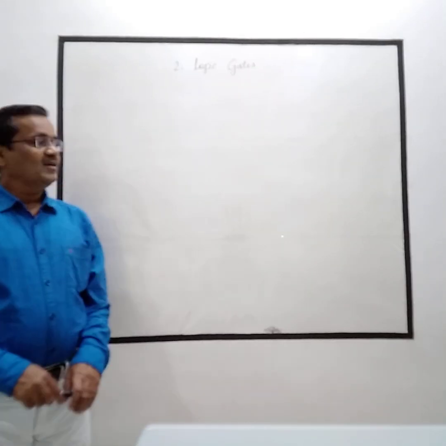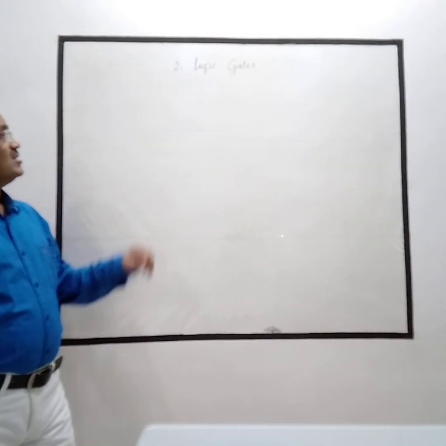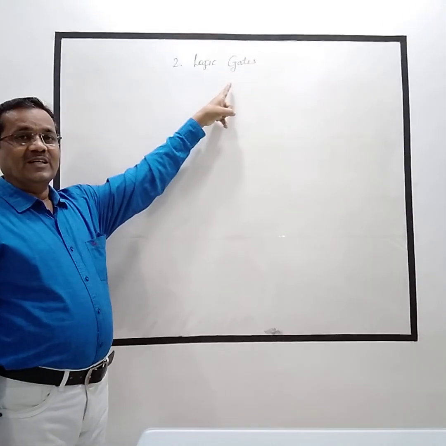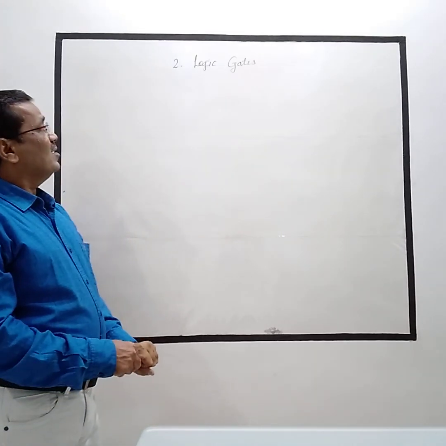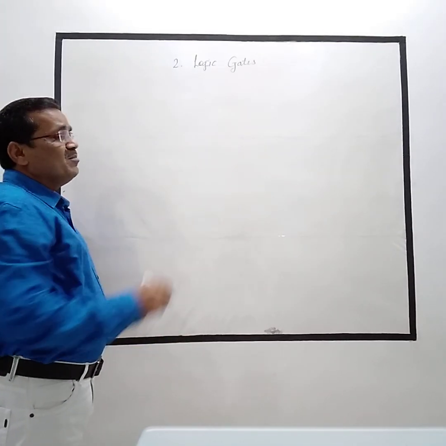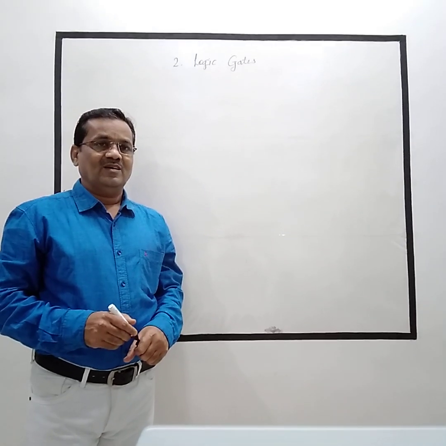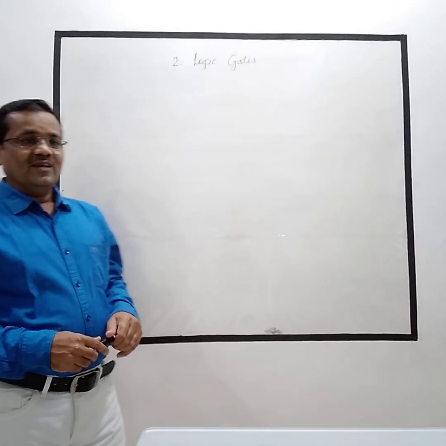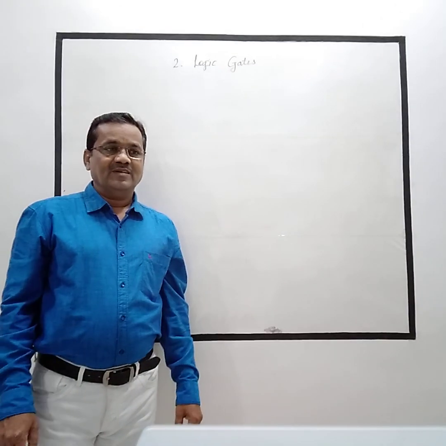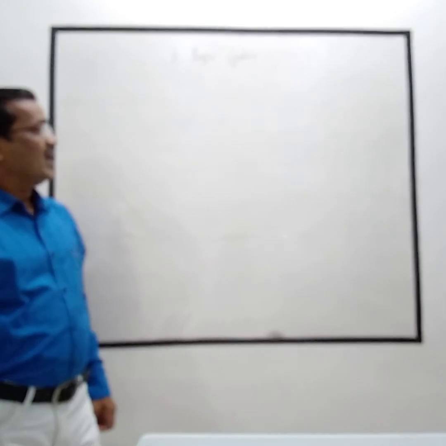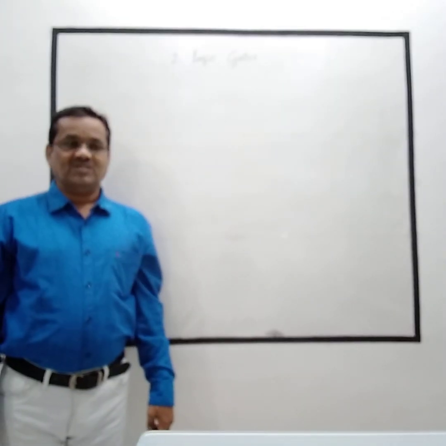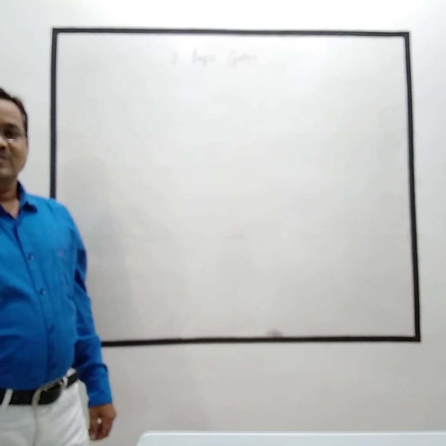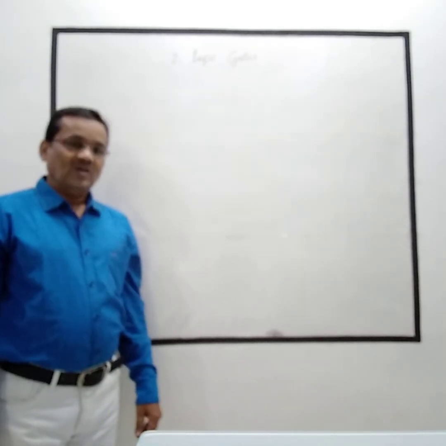Hello students, today we discuss the second chapter of the electronics second paper, that is logic gates. So what is meant by gates or what is meant by logic gate? Logic gate is an electronic circuit which has two or more inputs but only one output. That is what we call a logic gate.